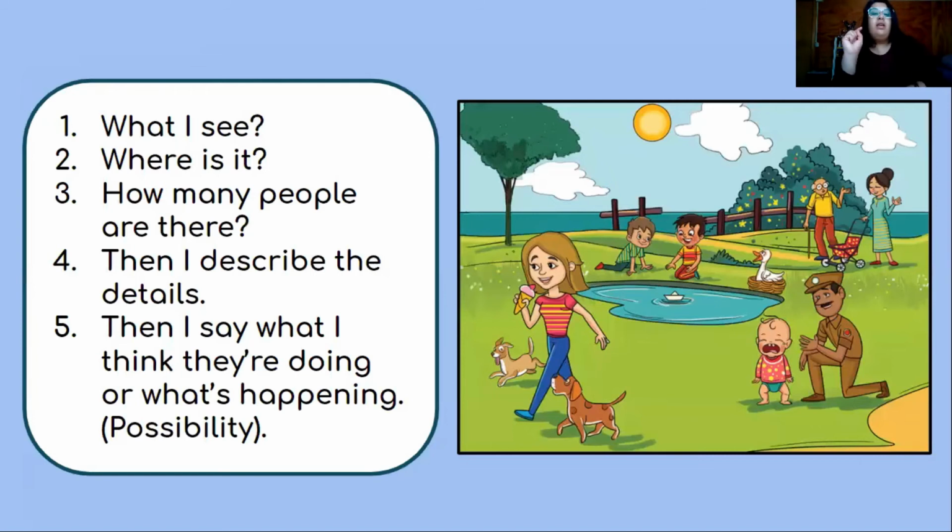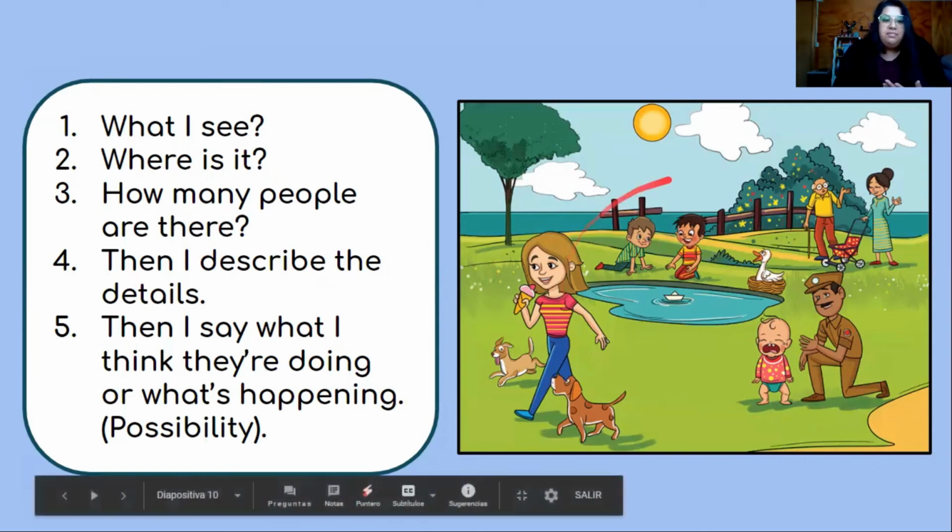So, pay attention to all of these things. First, you're going to pay attention to what you see. Lo primero que van a hacer es prestar atención a lo que están viendo. Por eso van a decir, I can see or I see. Then, where is it? Where is the place?